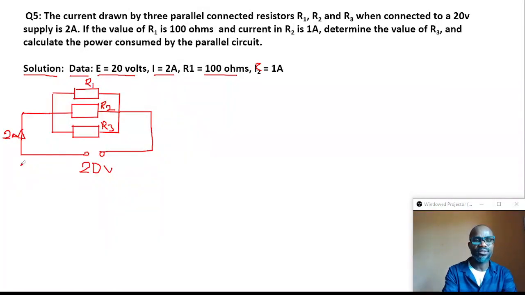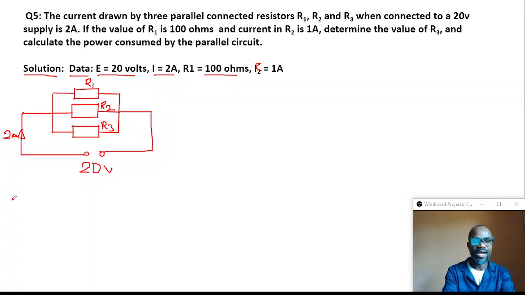The next thing we are going to do, we already know what we are expected to do here. We already know the value of R1, which is 100 ohms. The current flowing in the circuit is 2 amps, and the current flowing in R2 is 1 amp. We are going to determine the value of R3 and calculate the total energy consumption in the parallel circuits. So we begin.